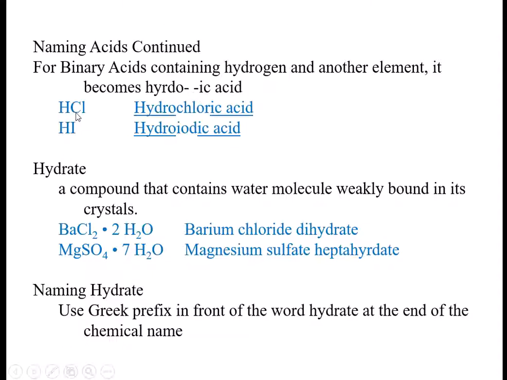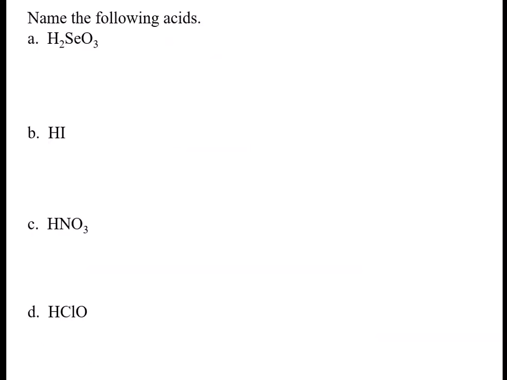So chlorine, the base is chlor, so it becomes hydrochloric acid. This is iodine, so iod is the base, so it becomes hydroiodic acid. And I'm going to go down to the next 2 slides here and come back.